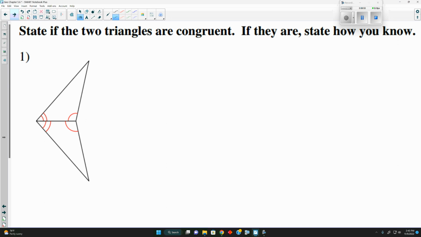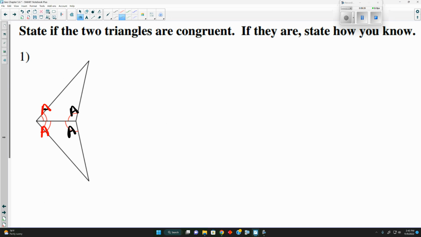Questions on any of this so far? And again, it's really that order. Writing down that order helps. If we look at this triangle, state if they're congruent and determine how. Well, what do we have? We have an angle and an angle here, yes? Let's use colors. This angle and this angle are congruent.